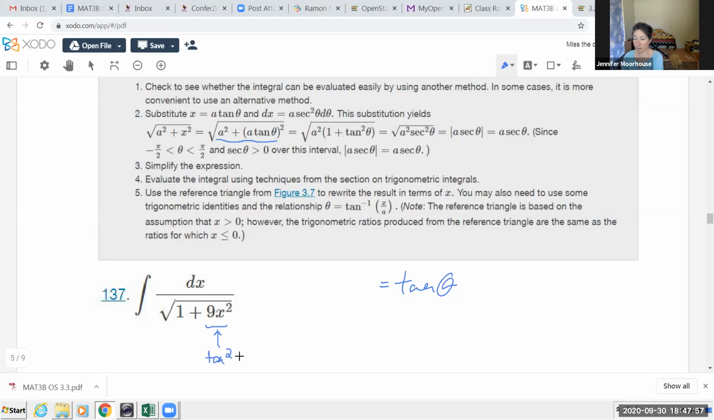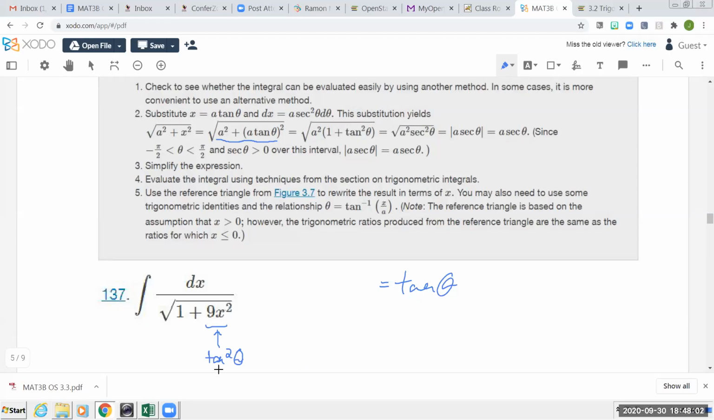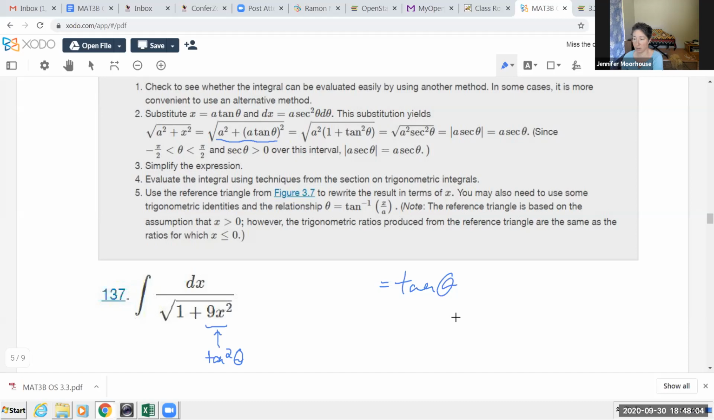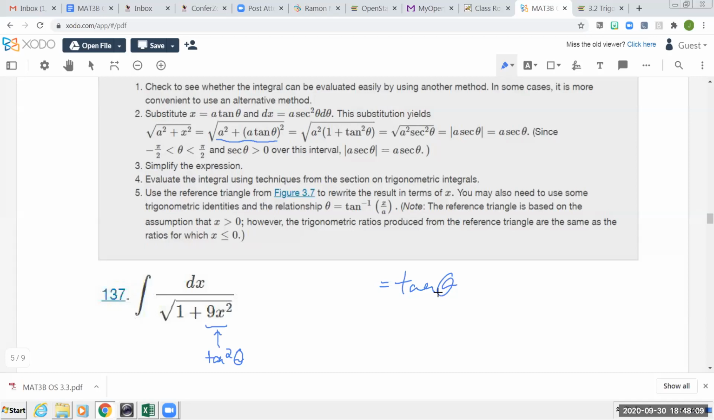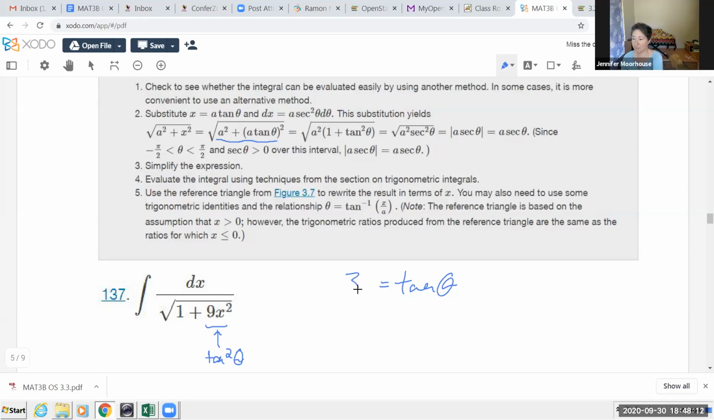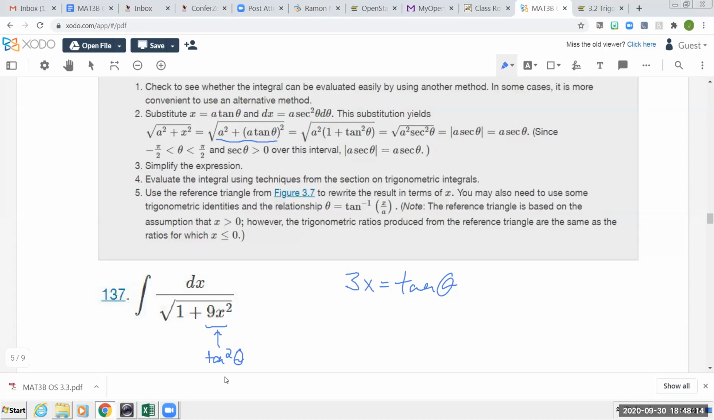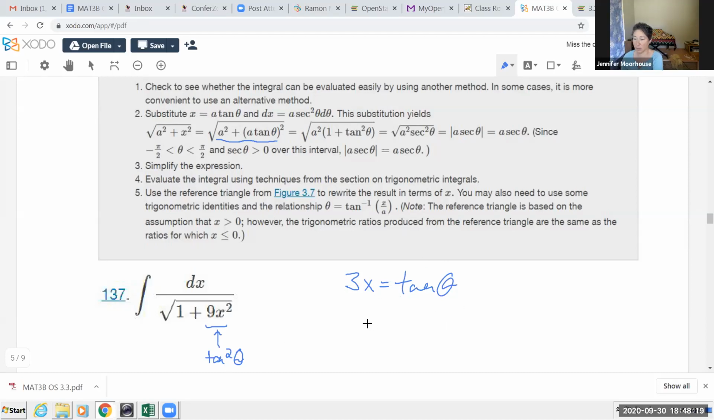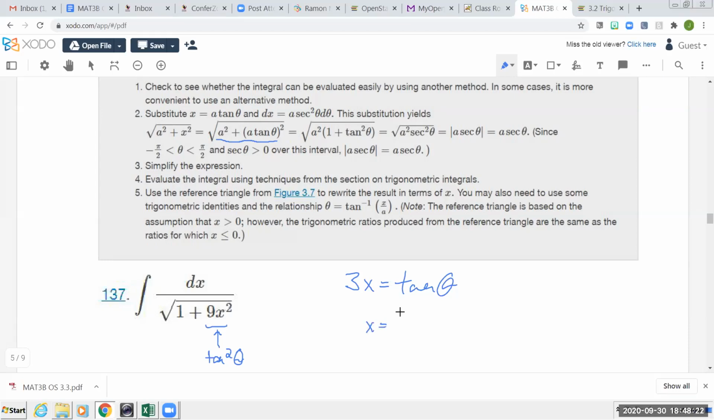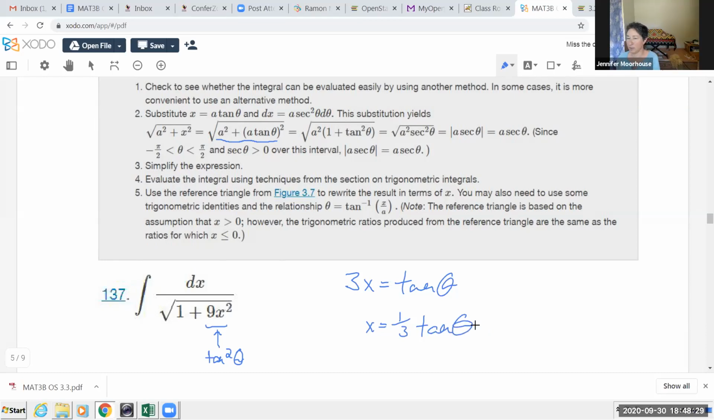So I want this 9x squared here to be tan squared. If 9x squared is tan squared, what's tangent? Yeah, 3x. That's it. So that means x is tangent over 3, or 1/3 tan theta. So Mauricio, you had it almost right. It's just the 3 was in the wrong spot.